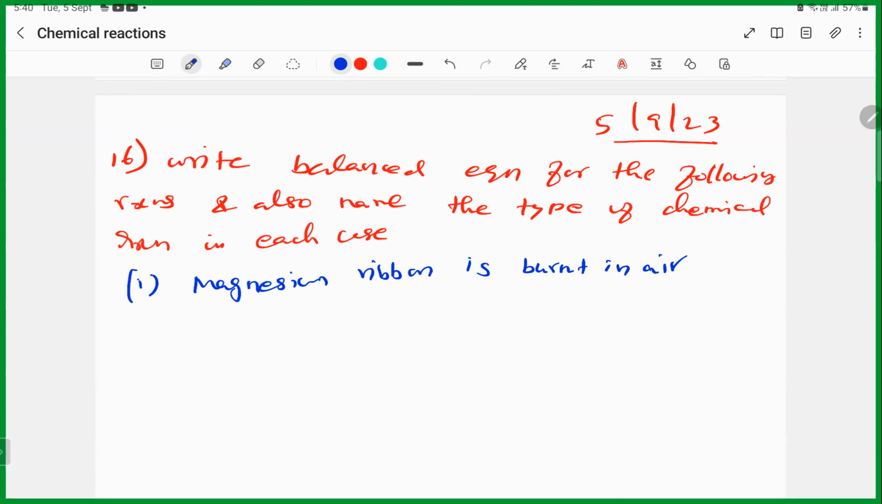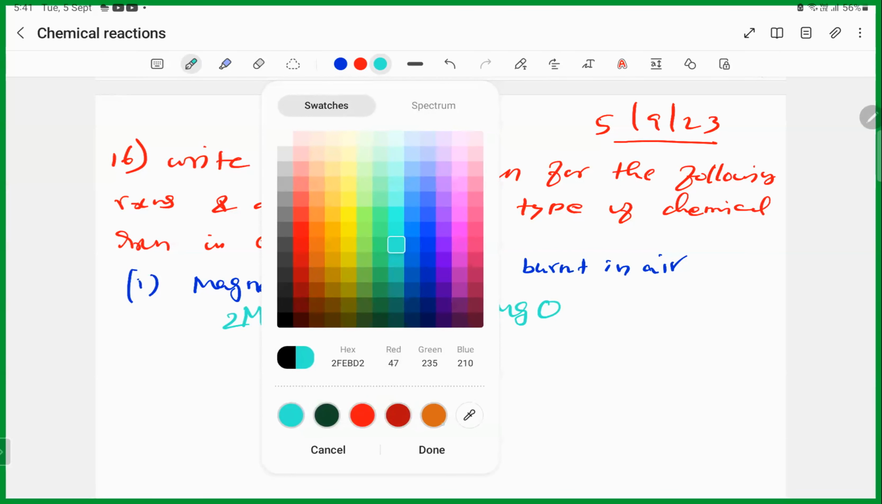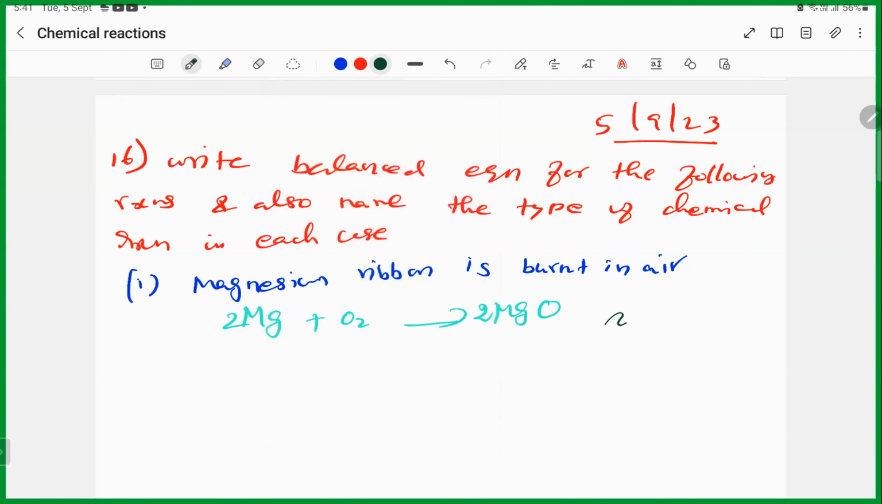Tell me. Sir, magnesium ribbon: Mg plus O2 gives MgO. So 2 Mg plus O2 gives 2 MgO. So what type of reaction is this? Combination. Good. It is also an oxidation reaction.